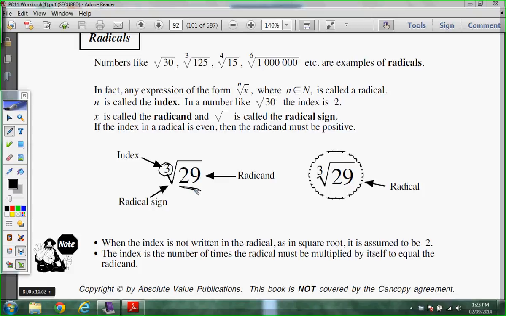Questions on that labeling there. So index is your root. Radicand is your number inside. Okay? All right.